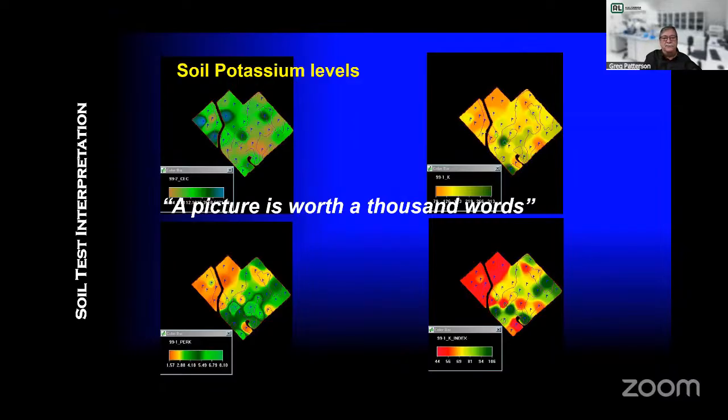We look at this particular slide set of potassium. The top left-hand corner is cation exchange capacity of the field, so it's showing you the soil in this field goes from a sand to a heavy clay. So again, lots of variability. The top right-hand side is parts per million. The bottom left-hand is base saturation.